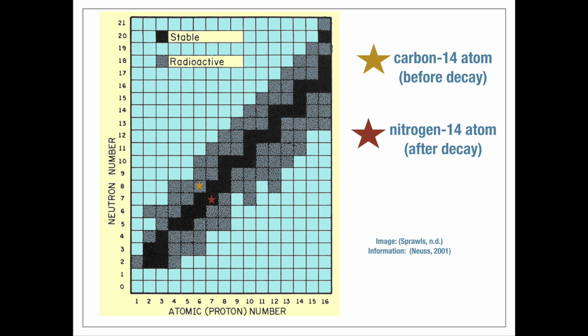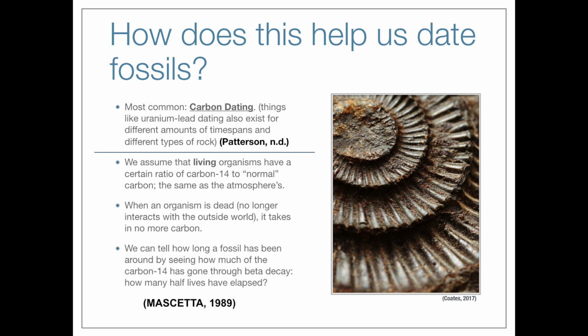It has 8 neutrons and 6 protons. If we find it on the diagram, we see that it lies on a gray square. Beta decay will turn it into a nucleus that has 1 less neutron and 1 more proton. 7 neutrons and 7 protons. That's nitrogen-14, and on the diagram, it's black, which means it's stable. Note that the most common type of radiometric dating is carbon dating, but other types exist, such as uranium-lead dating.